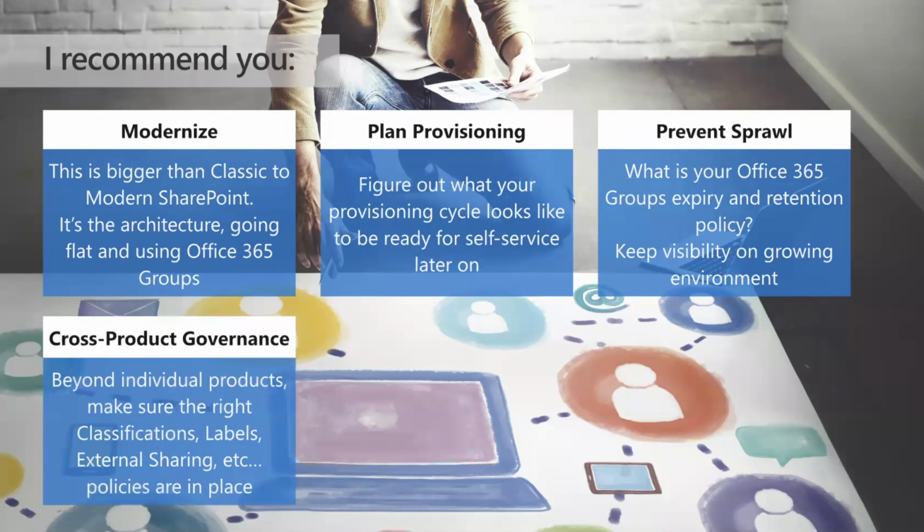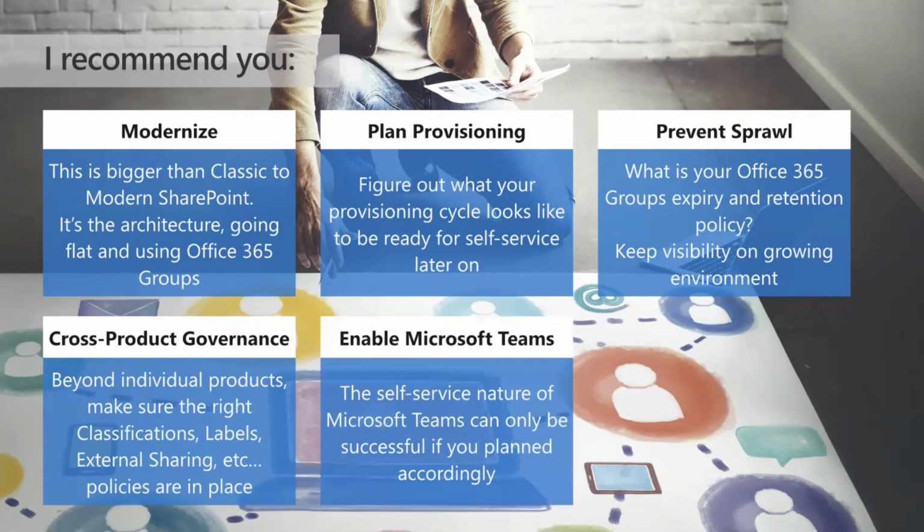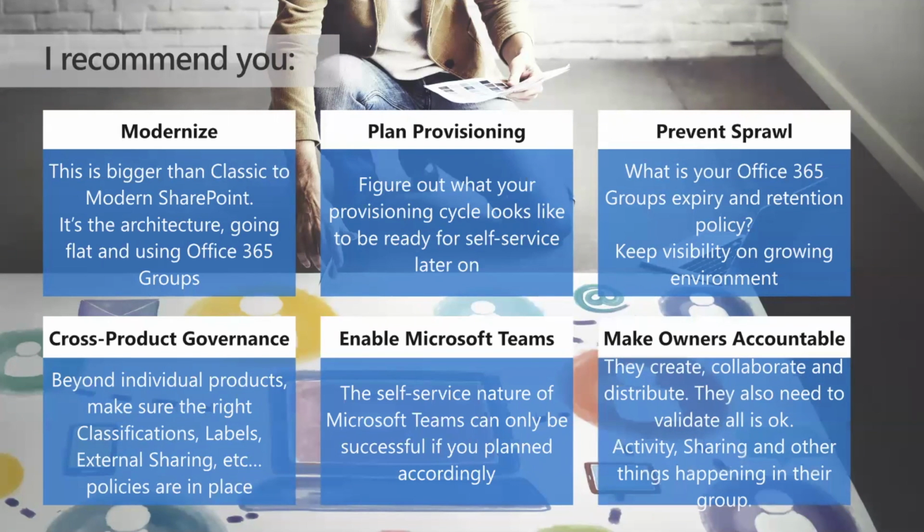Very challenging there. Cross-product governance. Don't start managing just one product when you're enabling teams and you want that to scale. You want to make sure that there's classification labels, there's external sharing across products. The Security and Compliance Center will be your friend for this, but also Azure Active Directory, which is where many of the settings are. Then you're ready to start Microsoft Teams if you've created that plan in the first place. I don't mean create a 200-page PDF. I mean, just figure out how this is going to play out, do a pilot, start with a smaller group, and then you'll be able to scale with that.